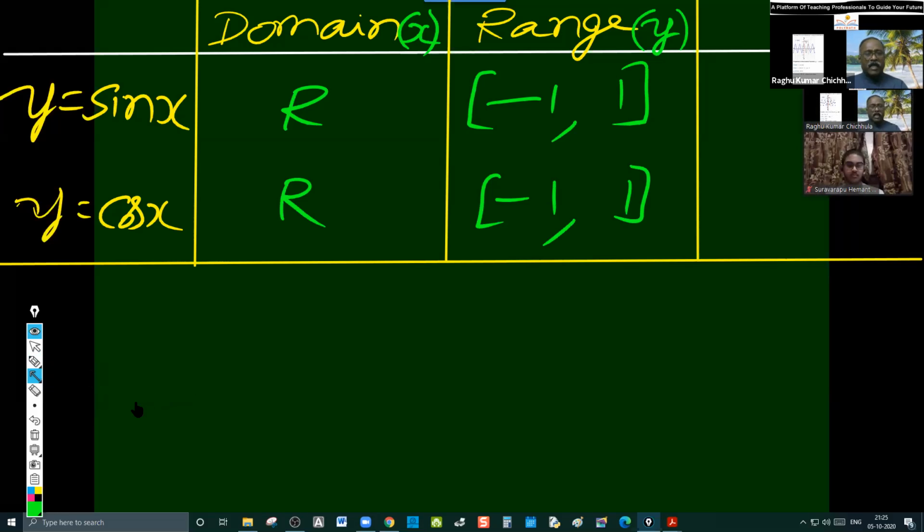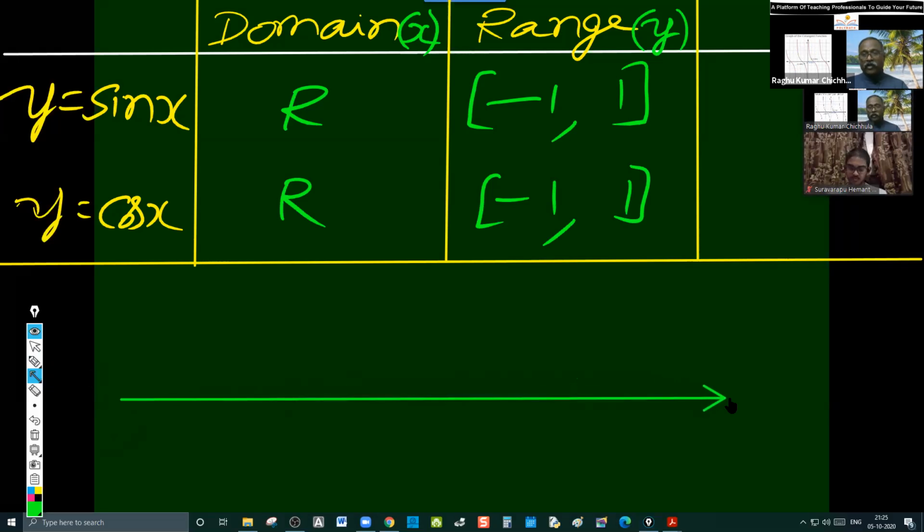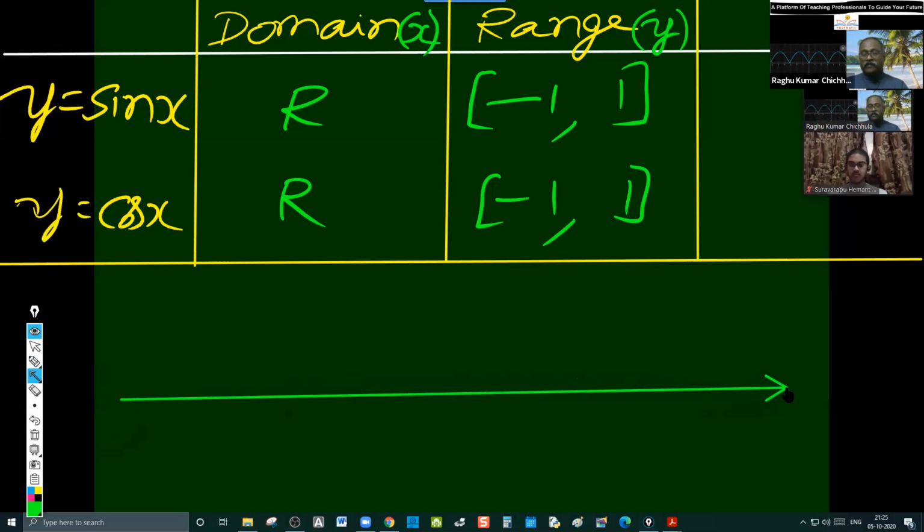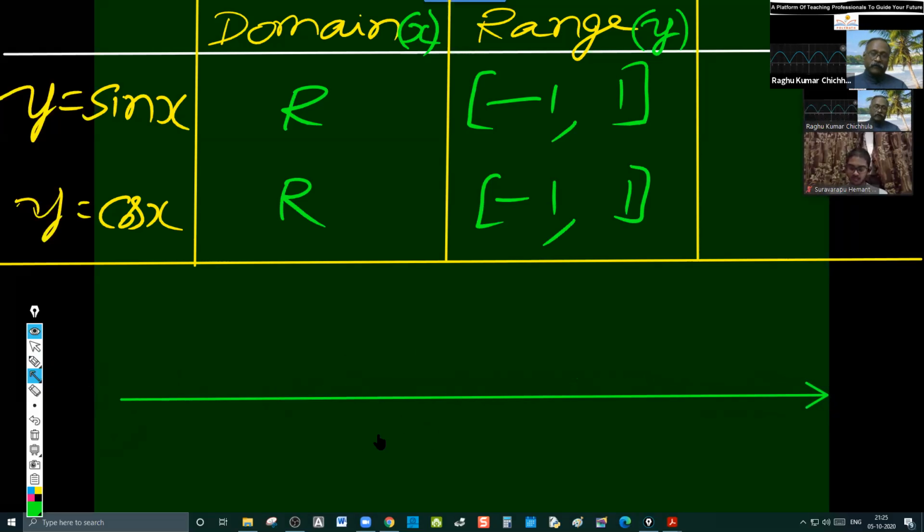See, unlike your lower classes, you will not be given any graph sheet in your 11th and 12th. Important point to be remembered. You will not be given any graph sheet to draw the graph in 11th and 12th. You will have to show the rough diagram of it. That means knowing the basic shape of the function is very, very important.